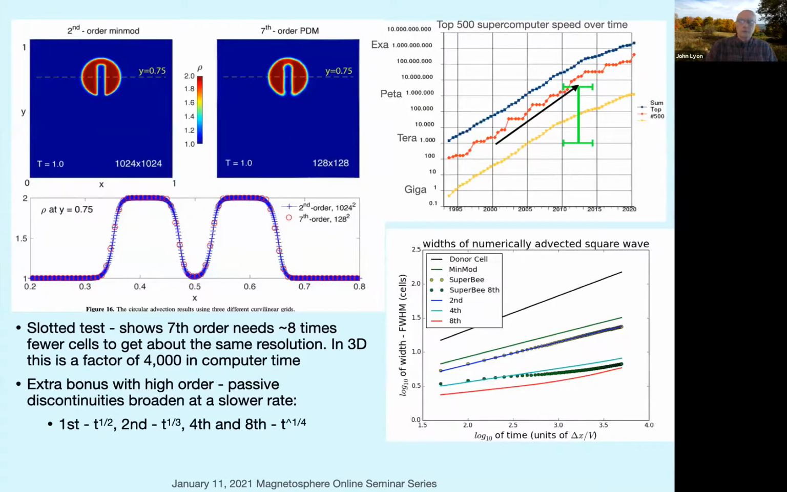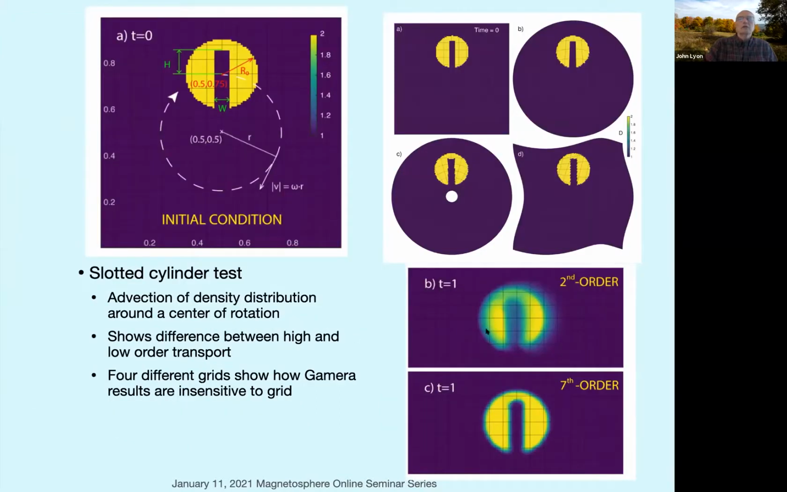Oops, let me go back. And you can see here the difference in resolution between using a 2nd order scheme and one the 7th order, which is actually an 8th order scheme with a slight 8th order diffusion, but effectively 7th order.